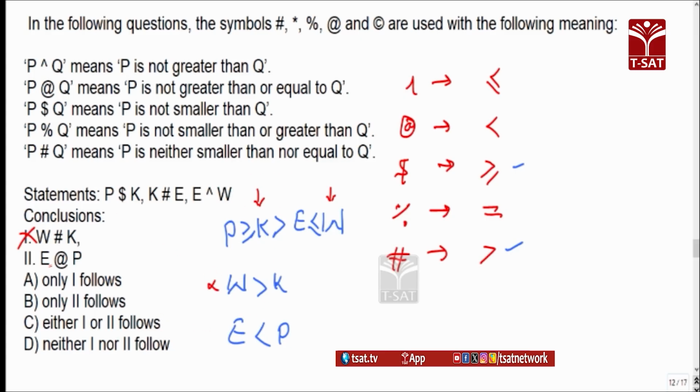See the next conclusion. The relation is between E and P. It says that P is greater than E. Now, see the relation between P and E. You have P here, you have E here. And he is saying P is greater than E, and all the greater symbols are towards P. So, here also the greater symbol is towards P. So, P is greater than E. This particular conclusion is correct. So, our answer will be only conclusion 2 follows.